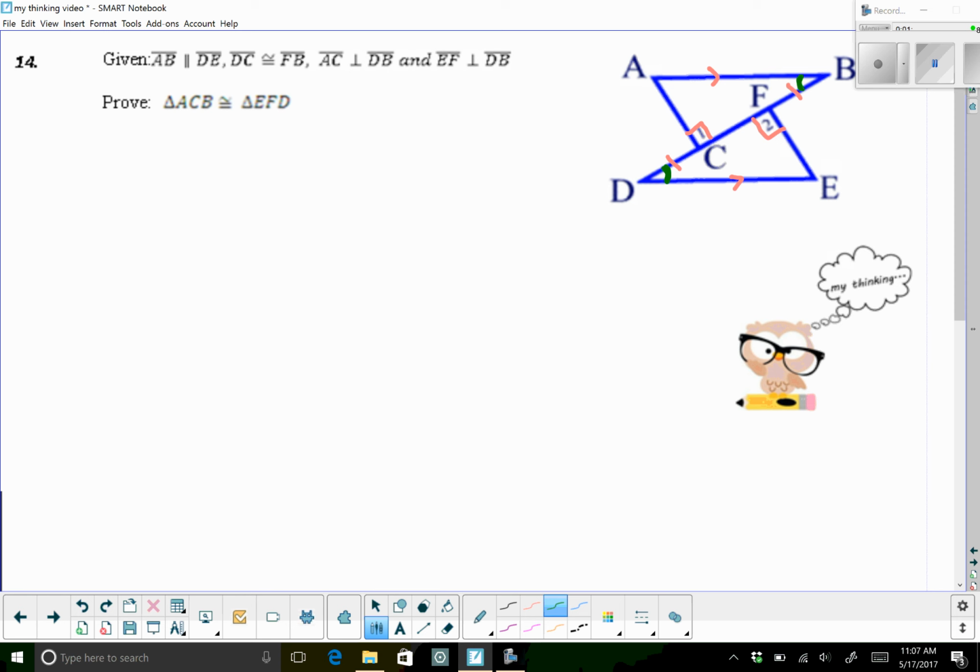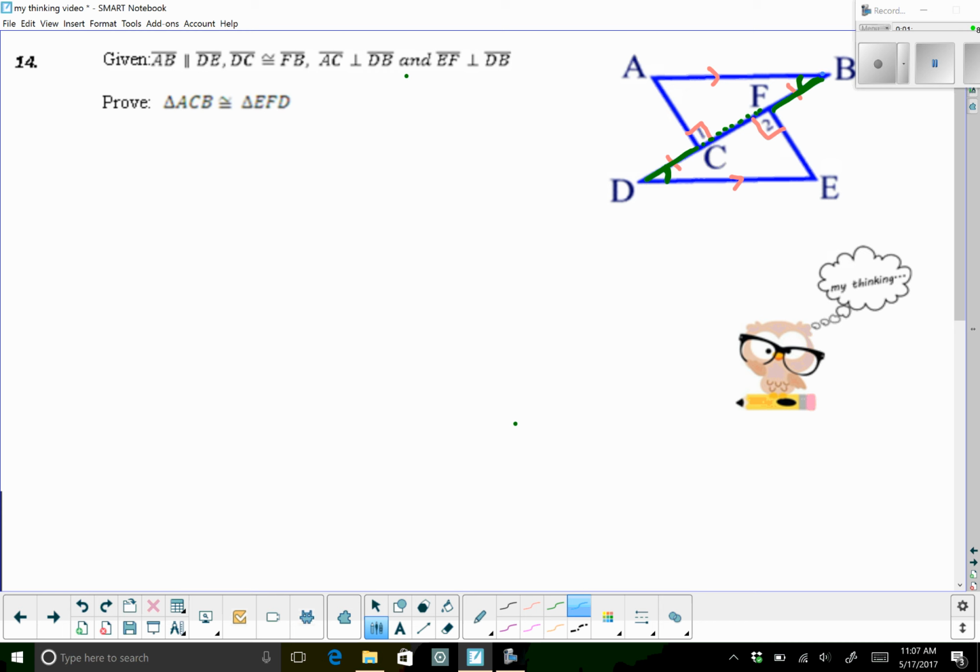Since they did give us that DC, this piece, is congruent to FB, that's a good little clue that we should be using those sides. However, those aren't full sides in the actual triangles we're working with. DC is just a part of the side. If I continued DC the full length through C and F, I would get a full side in the bottom triangle. And same thing going the other way.